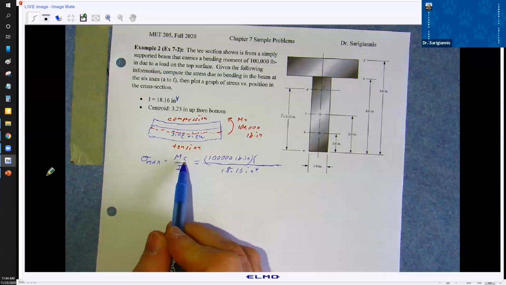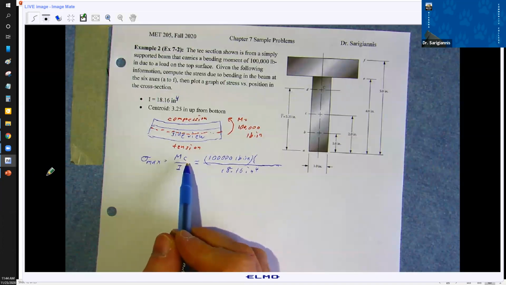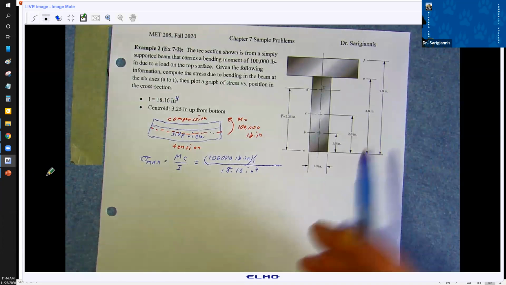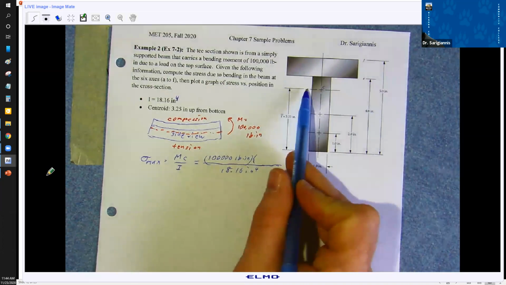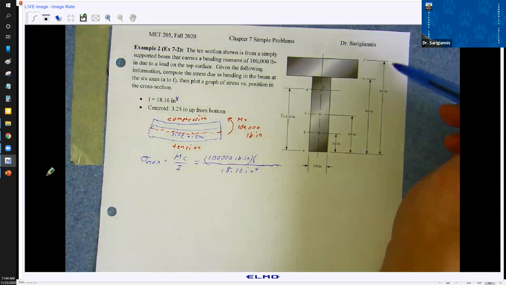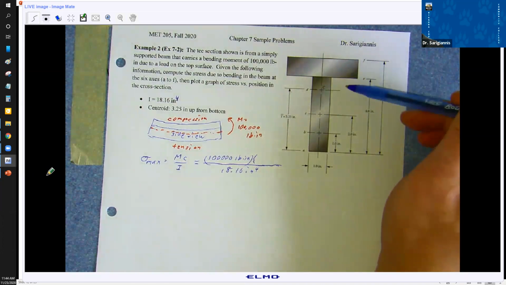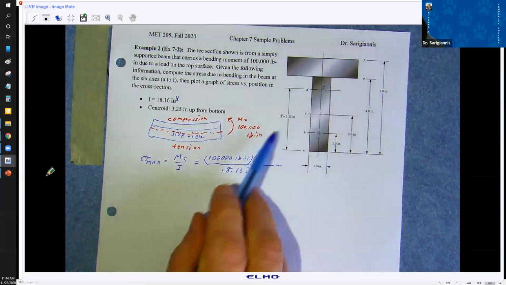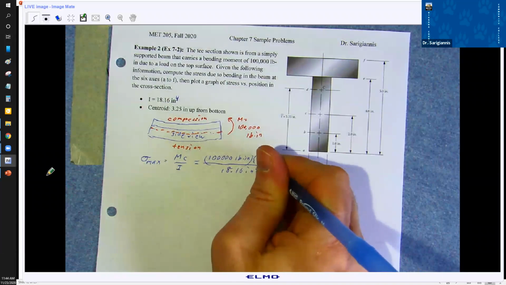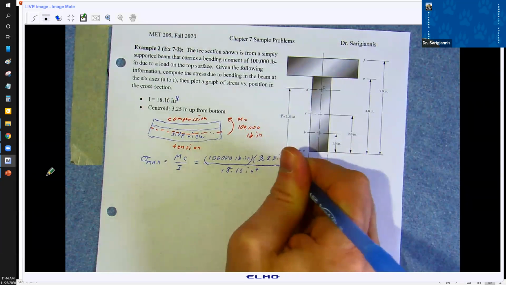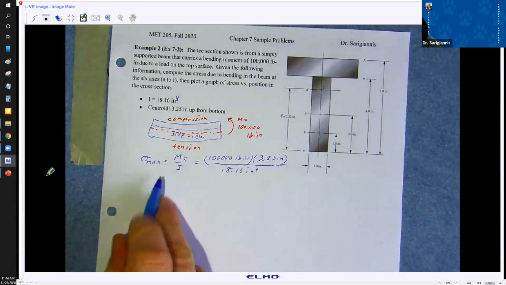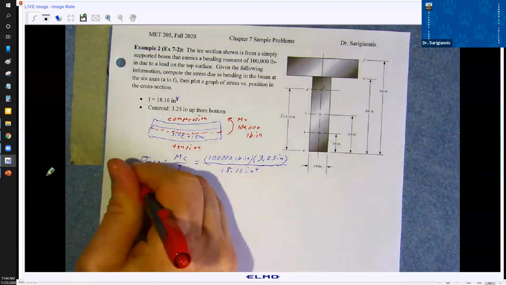Remember, C is the distance from the centroid to the maximum distance from the centroid to either the top or bottom of the beam. So let's look at this. The centroid's up here. We're given 3.25 inches from here. The overall beam's 5 inches, so this is like what, 1.75 inches. So the overall distance that we're using for C is 3.25. This is going to give us the max stress. Now this max stress is going to be a tensile stress.